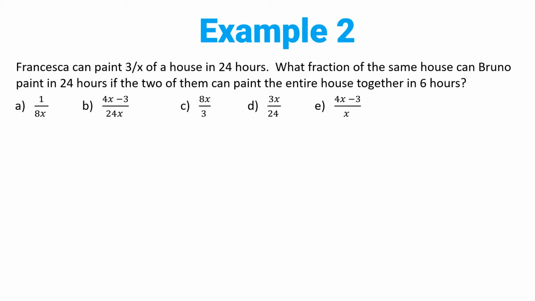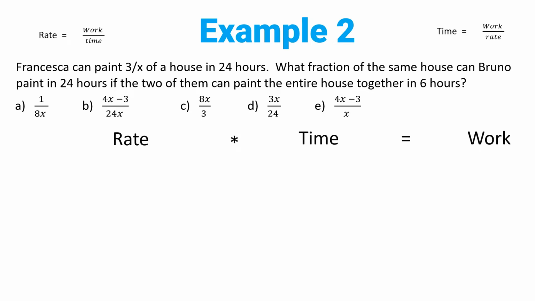Let's try a harder example. Francesca can paint 3 over x of a house in 24 hours. What fraction of the same house can Bruno paint in 24 hours if the 2 of them can paint the entire house together in 6 hours? Okay, now I really have no idea what any of that means. I take a look at the answer choices. I don't know what those mean either. But do you know what I know for sure? I know that rate times time equals work. I also know that rate equals work over time and time equals work over rate, and we have Francesca, Bruno, and total. That we know for sure.